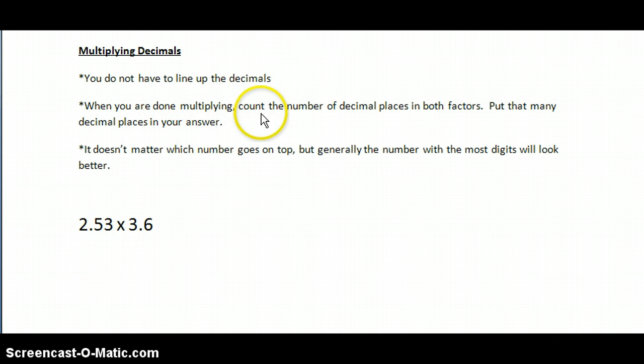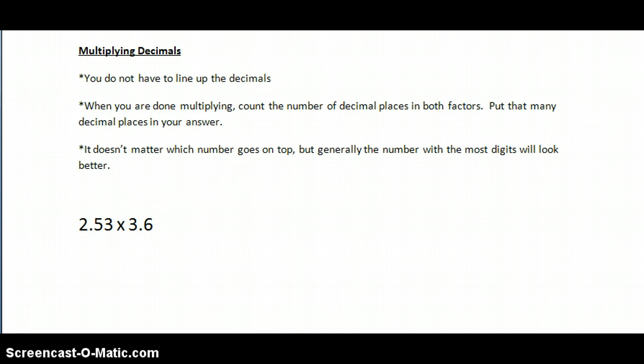When you're done multiplying, count the number of decimal places in both factors. Put that many decimal places in your answer. And it doesn't really matter which number goes on top, but generally the number with the most digits will look better. So in this case, we have 2.53 times 3.6.